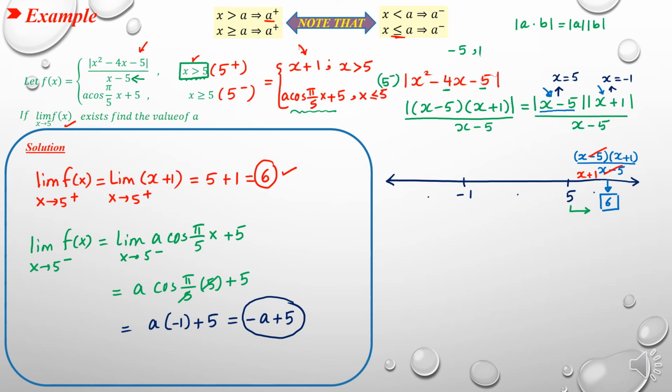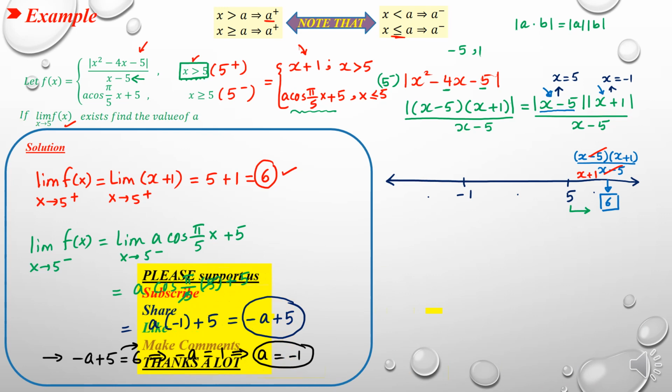Now since the limit exists, the limit from the right equals the limit from the left. So we have negative a plus 5 equals 6, and moving 5 to the right-hand side, you get negative a equals 6 minus 5, which is 1. Dividing by negative 1 on both sides, you get a equals negative 1. So this is the idea, and the main idea here in our question is how to define an absolute value of a quadratic expression, and that's it. Thank you.